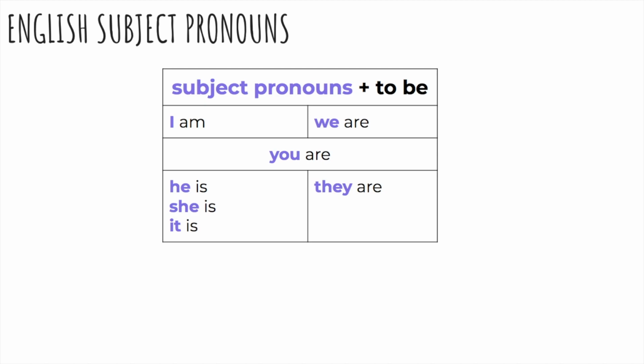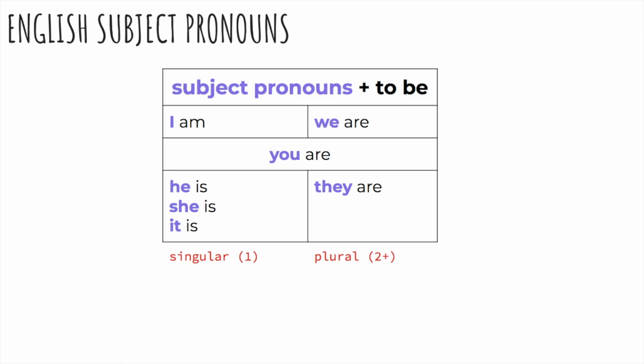A subject pronoun refers to the person or thing completing the action of the verb. In English, the subject pronouns I, he, and she refer to one person, or in the case of it, one object, and are thus called singular pronouns. We and they refer to two or more people, so they are called plural pronouns. The pronoun you in English can refer to one person or several.